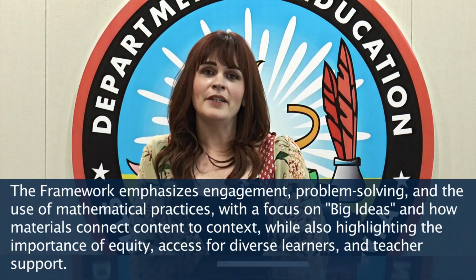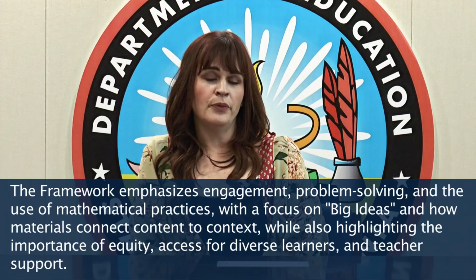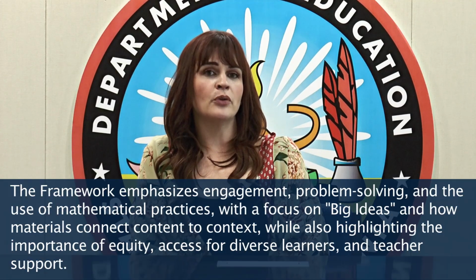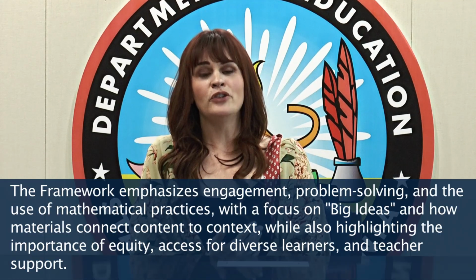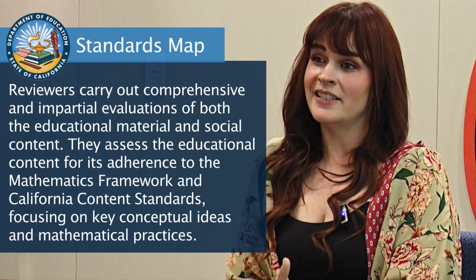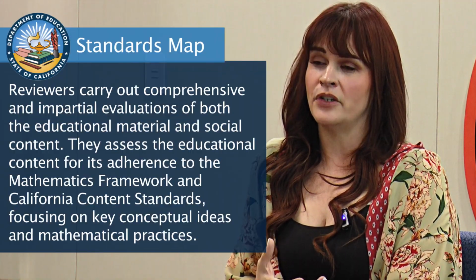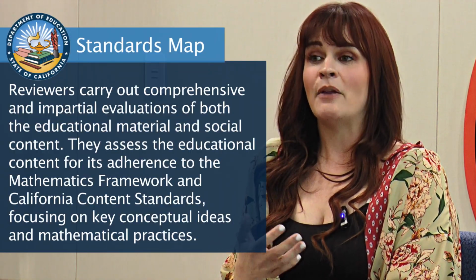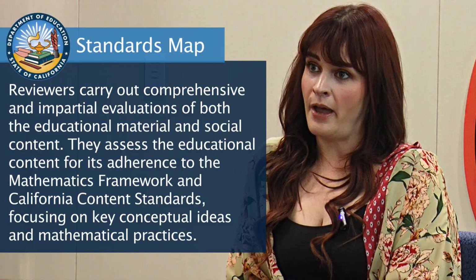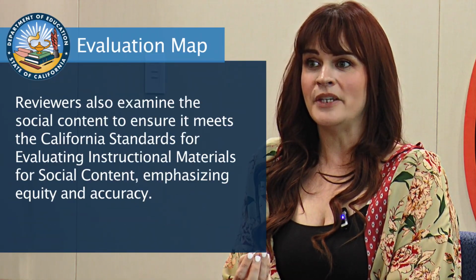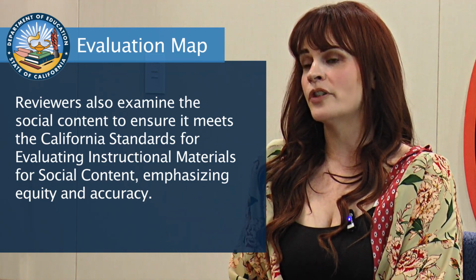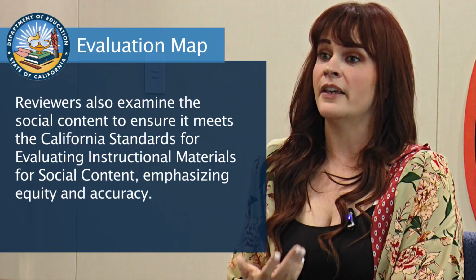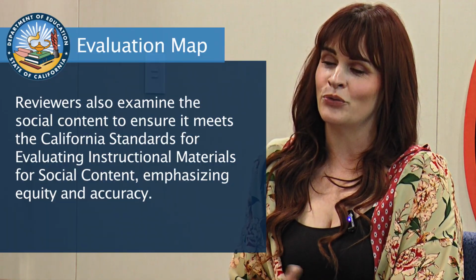When publishers are ready to submit their materials for review, they look at Chapter 13 in the framework, which goes over all of the criteria that is necessary to get them approved. What they'll do is they will fill out something called a standards map, which means that they're showing, with citations, every place in their material that the standards are covered. And they will also submit something called an evaluation map. That shows all of the social content pieces and instructional materials aspects beyond the standards that they need in order to be able to be approved by the state and then the State Board and the Instructional Quality Commission.